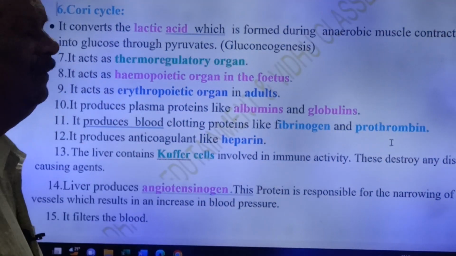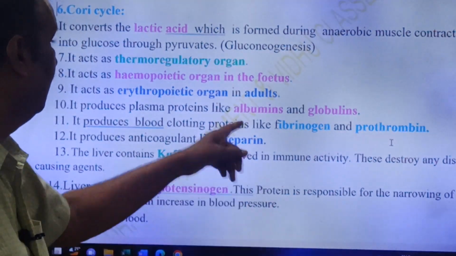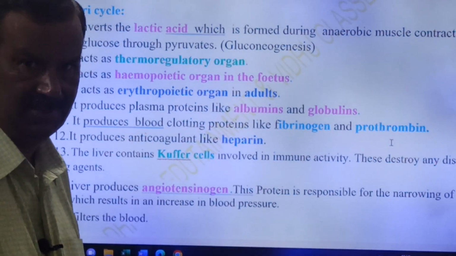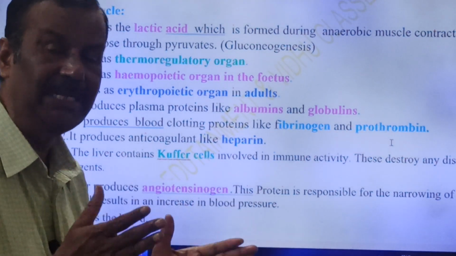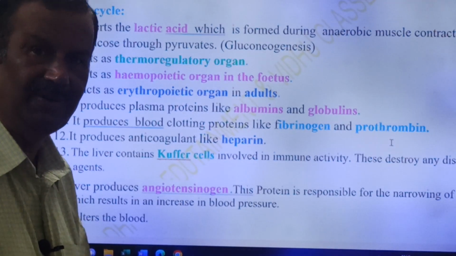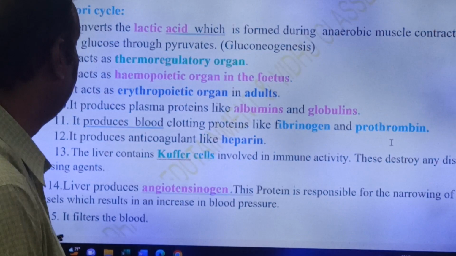Next, friends. It produces so many plasma proteins. Now we'll see what are those plasma proteins. Number one, albumins and globulins. You know, friends, albumins and globulins are the plasma proteins. They maintain osmotic pressure, and they help in body protection or immunology, friends.